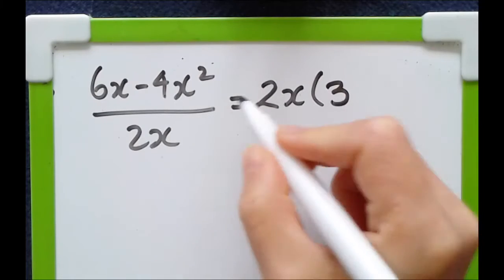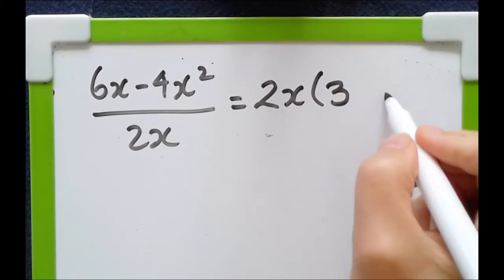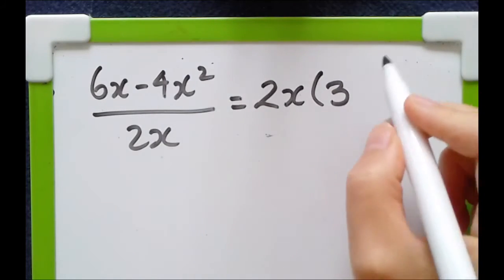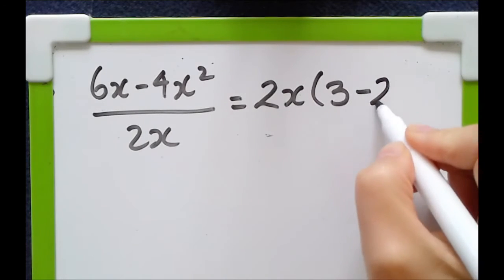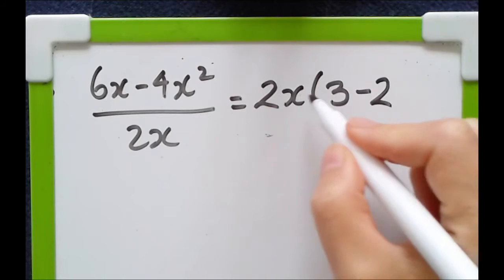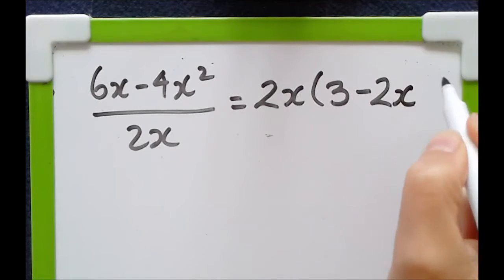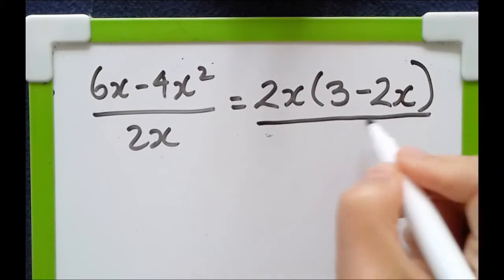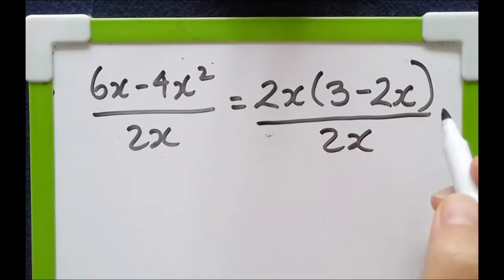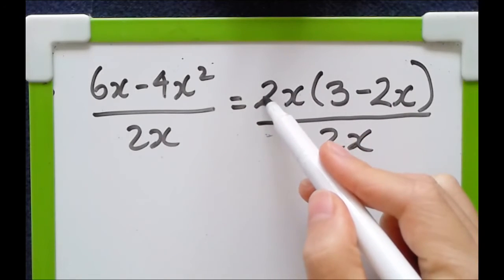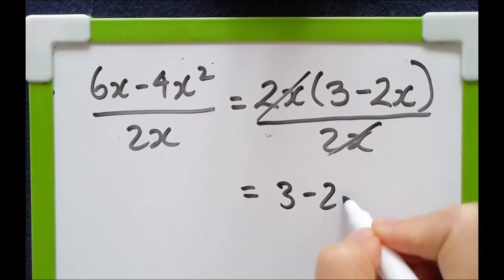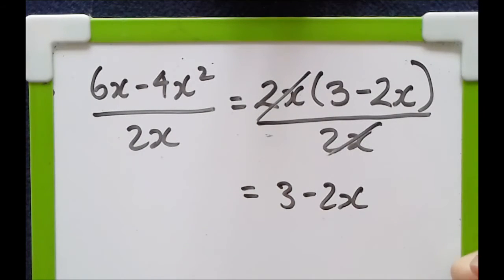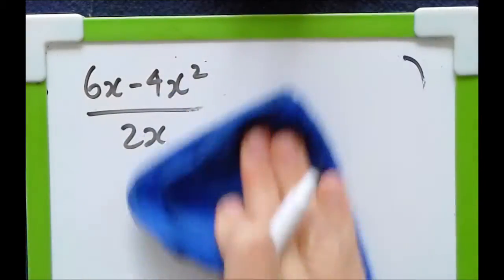2x times 3 gives me 6x. 2x times what gives me negative 4x squared? So I need a minus to get a negative. I need a 2 to get the 4, and I've already got an x, so I need x times x to get the x squared. It's a nice question. Common factors of 2 and x. So what do we have left? 3 minus 2x. Okay, so let's get into the more difficult ones.